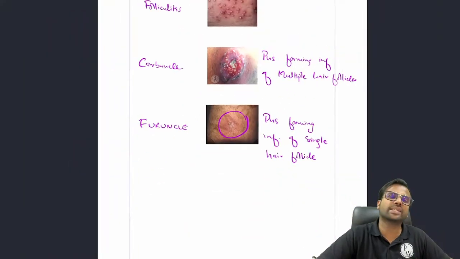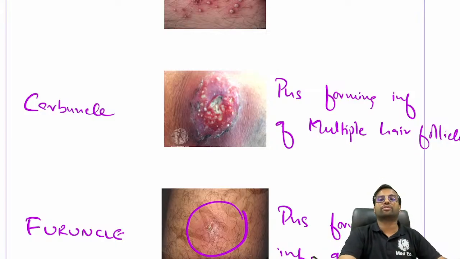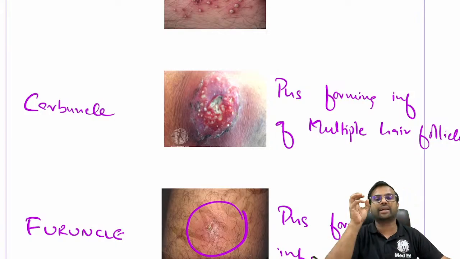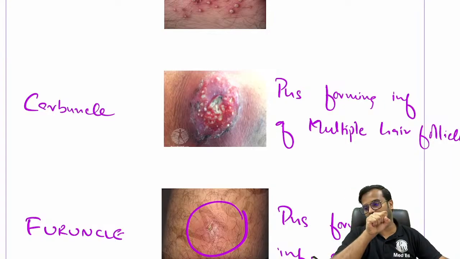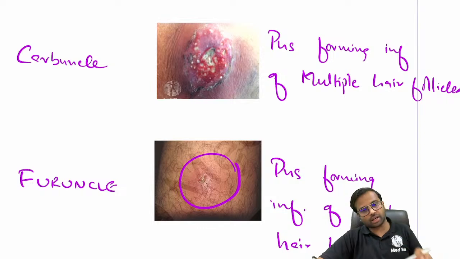Okay. And all these can come as a spot diagnosis for your exam, because in one of the FMG exams, they gave you an image of the nape of the neck, and that was an image of a carbuncle. Okay, when multiple furuncles are present, that is called a carbuncle.